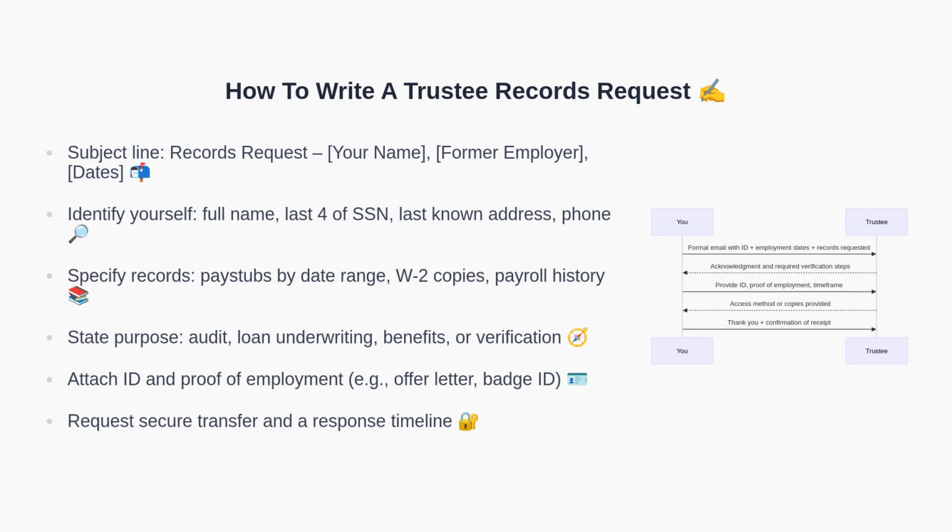In the body, identify yourself with your full name, the last 4 digits of your social security number, your last known address, and a contact phone number. Specify exactly which records you need, including pay stubs by date range, W-2 copies, or payroll history reports. State your purpose, such as an audit, loan underwriting, or government verification. Attach a government-issued ID and proof of employment like an offer letter or badge ID. Request a secure transfer method and propose a reasonable response timeline.